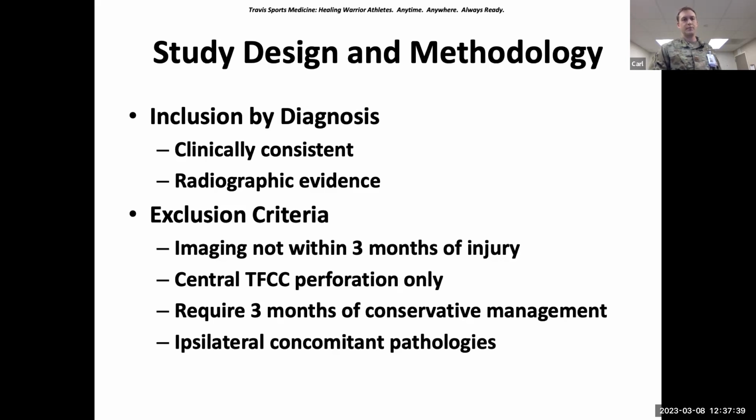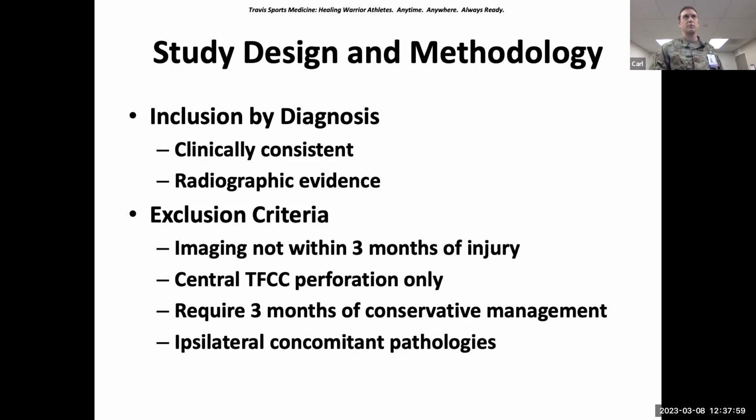For exclusion criteria, if the imaging was not done within 3 months of the injury, they were excluded there. If there was a central perforation of the TFCC in isolation, then they were also excluded there. And then if they didn't complete 3 months of conservative management, that was exclusionary as well.